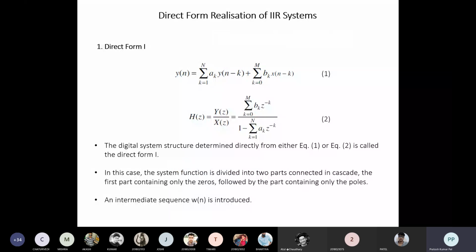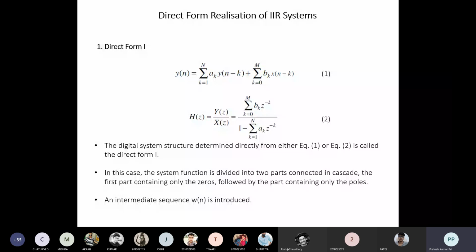As we have gone through the introduction, there are basically three different types of representation, that is realizations of different systems, IIR and FIR systems. Here we will be dealing with the first type, that is direct form realization of an IIR system. So here we will be separately seeing the IIR system representation and the FIR system. So initially we are considering the IIR system realization.